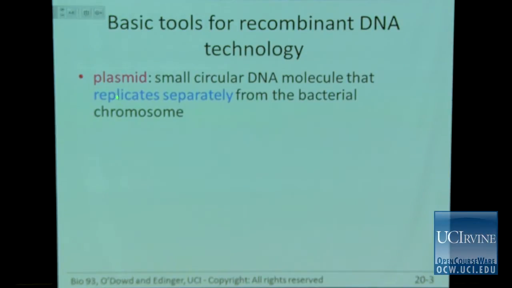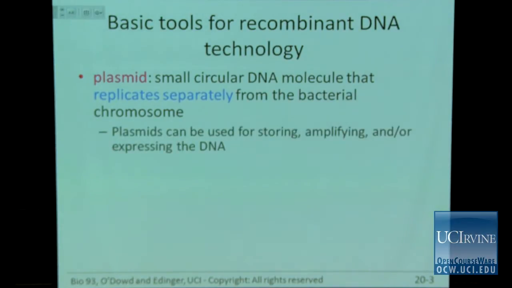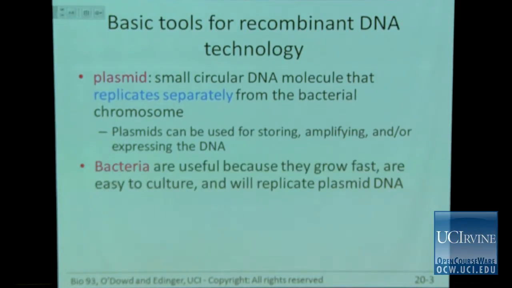The first one is a plasmid that we just mentioned. Probably you guys have heard about these before. They're small circular DNA molecules that replicate separately from the bacterial chromosome. So the bacterial chromosome is also circular DNA, but the plasmid is a separate piece of circular DNA that's separate from the bacterial chromosome. Plasmids are useful for storing, amplifying, or expressing DNA. We'll go over those things a little bit more on the next few slides.